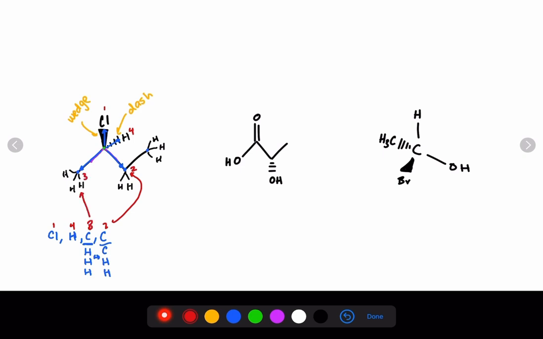So now we have assigned priority for all of our groups. We want to make sure that the lowest priority is pointing away from us. The hydrogen, which is our lowest priority, is on a dash. So that already means that it is pointing away from us. We don't have to make any adjustments. Our next step is to determine the path from the first priority to the second priority to the third priority groups. So we start at 1 and we draw an arrow all the way around to the 3. Now, does this look clockwise or counterclockwise? It's clockwise, so this molecule is the R configuration.